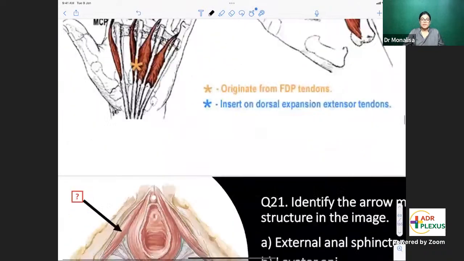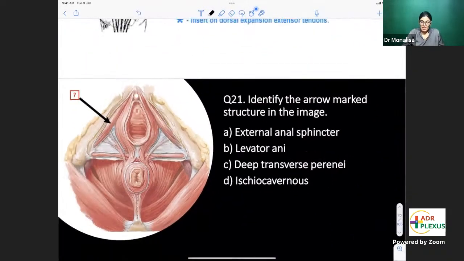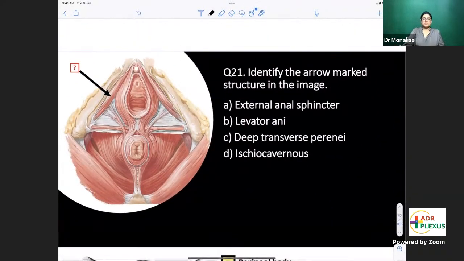Now let's move on to the next, that is question number 21. Identify the arrow mark structure in the image. You can see there is a question mark arrow mark structure highlighted here, and you have to tell me which structure this is. Whether it is external anal sphincter, levator ani, deep transverse perineal muscle, or ischiocavernosus muscle.